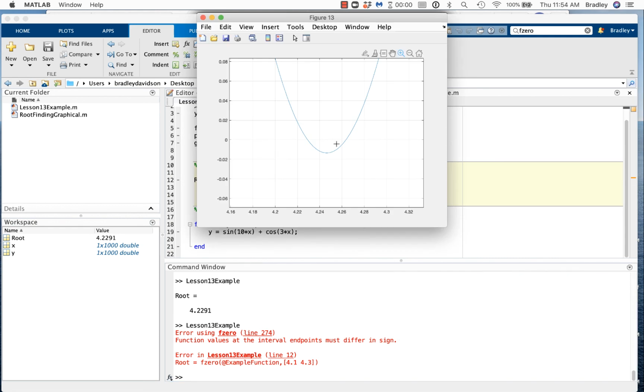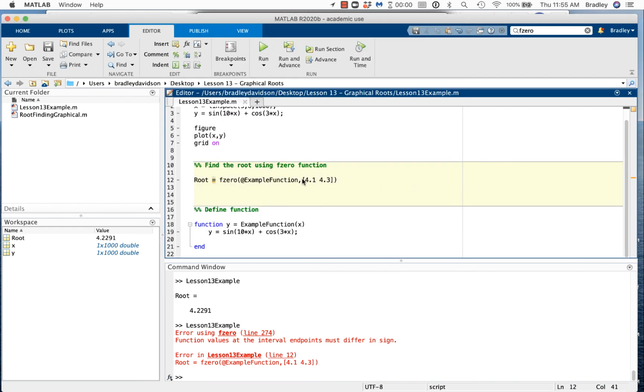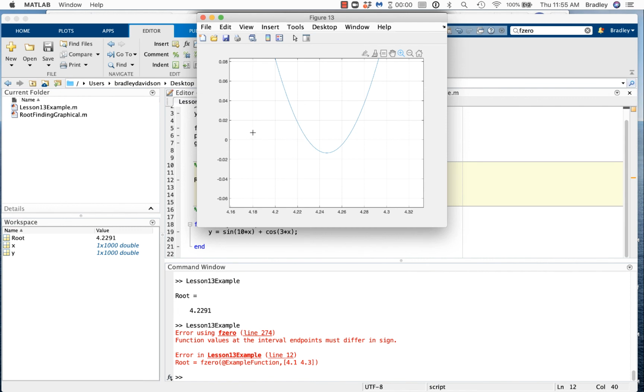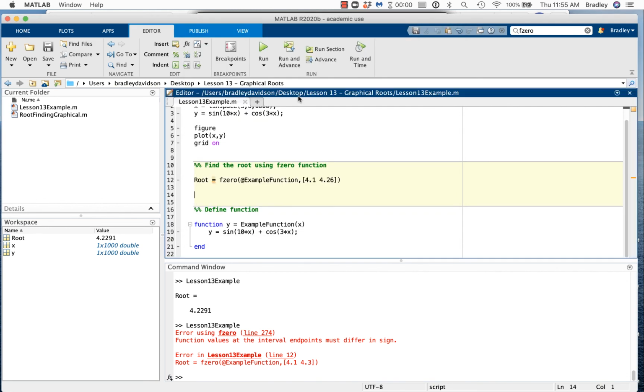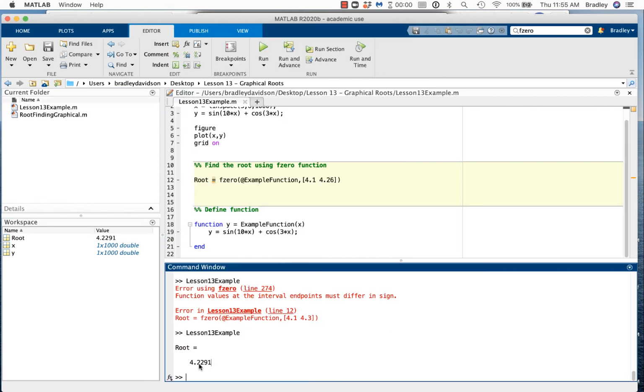So that tips its hand as to how it's looking for where the zeros exist. It's looking for a change in sign between the positive and the negative, and in this case, for the 0 here, between the negative and the positive. And so we're going to be employing that tomorrow, or in our next lesson, and this is what's called a bracket method. And you can see that we put them in between brackets, 4.1 and 4.3. If we change that to 4.26, putting our brackets between 4.1 and then 4.26 here, truly surrounding that single 0 that we have, then we should get 4.2291 as the root of the equation.